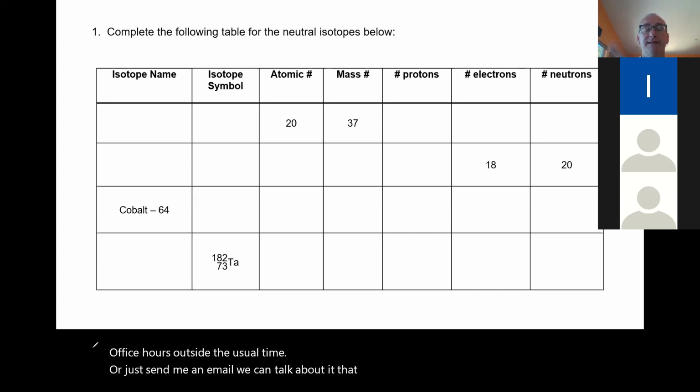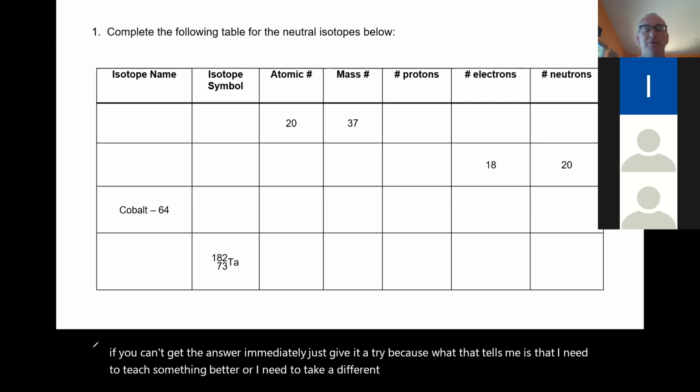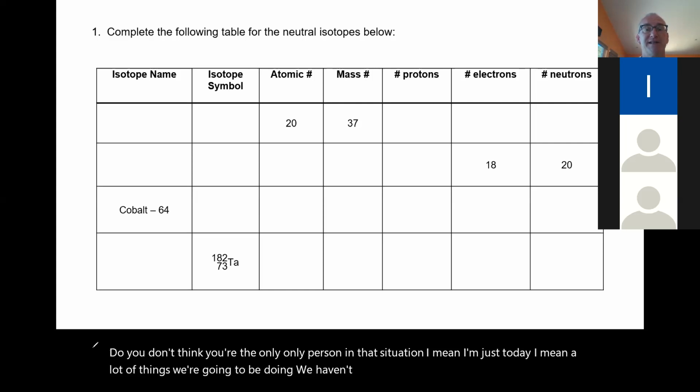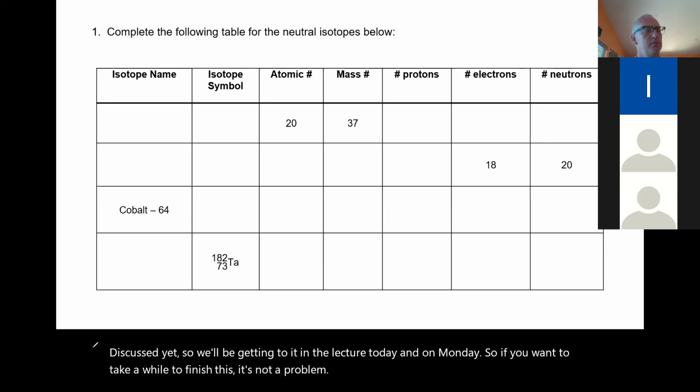Either way, like I said before, I don't care if you can't get the answer immediately. Just give it a try, because what that tells me is that I need to teach something better, or I need to take a different approach. So don't think you're the only person in that situation. Today, a lot of things we're going to be doing we haven't really discussed yet. We'll be getting to it in the lecture today and on Monday, so if you want to take a while to finish this, that's not a problem. Okay, thank you. No worries.